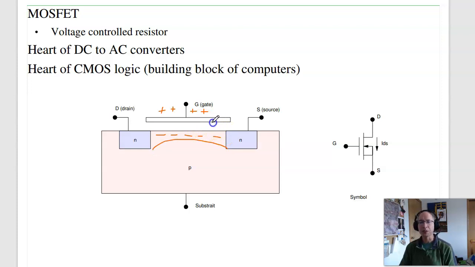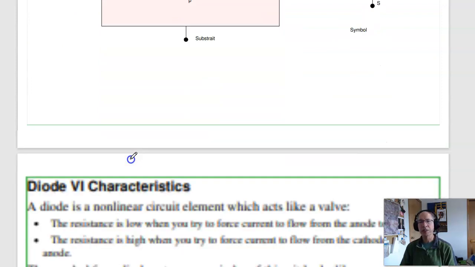That's like a switch. I can turn it on with a plus charge, and now it conducts. I can turn it off by discharging it, and it turns off. I've got my on-off device. That's the heart of a CMOS device, basically computers. So those are all things that you study in electronics.